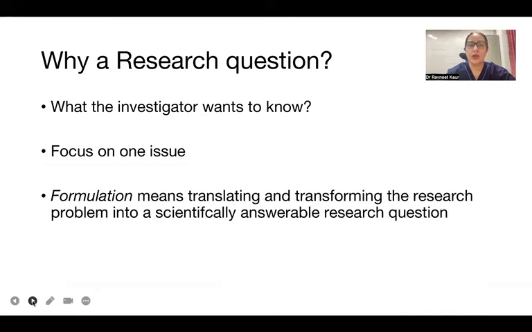A research question is what the investigator wants to know and not what the investigator might be able to do. They focus on one issue only, and they formulate the research problem into a research question, that is, by translating and transforming the research problem into a scientifically answerable research question.